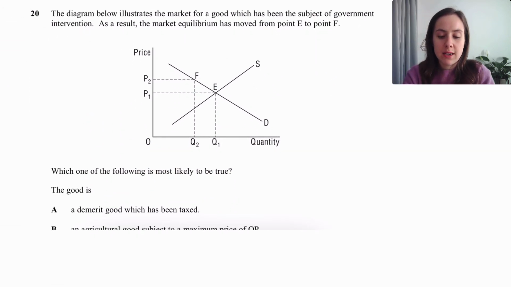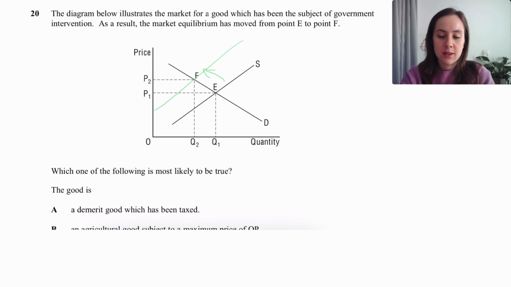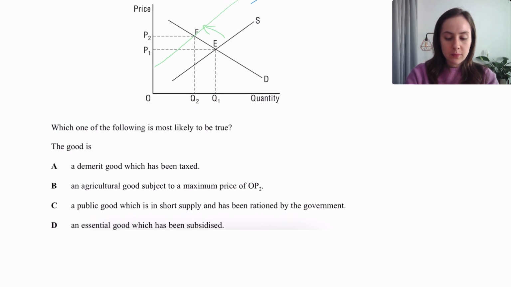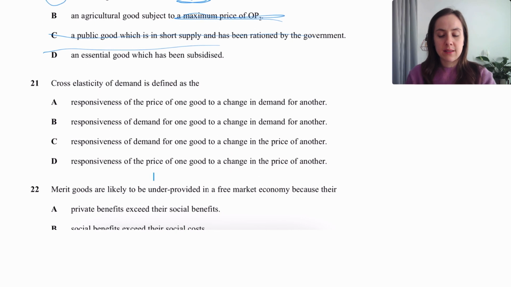Market has moved from E to F. I reckon they've forgotten or just neglected to draw a supply curve. So there's an S2, so we're looking for something that shifts supply to the left. That's higher cost of production. So a tax seems like it could be a good idea. Maximum prices don't shift things because they're a change in price. Public goods are not just supplied. Subsidies, wrong way around.